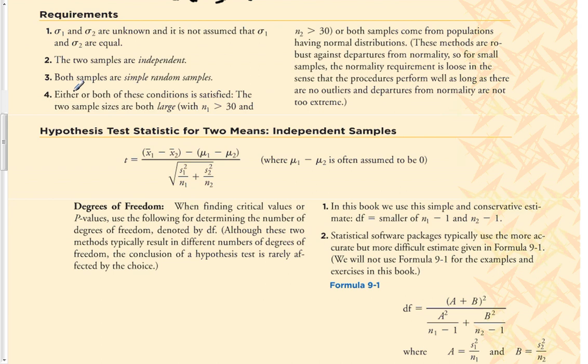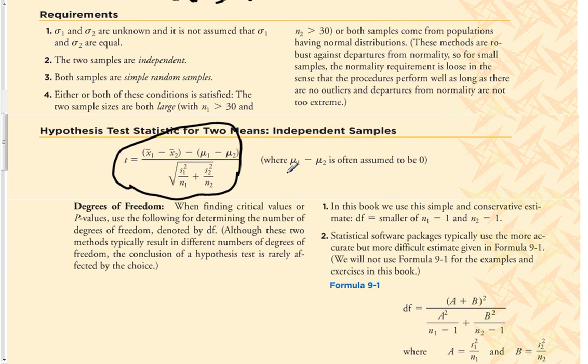Or the other one is that both samples come from populations having normal distributions. So either we have a large enough sample or it's normally distributed. Those are just the criteria that we use for T. We're just now applying them to both populations instead of a single population. So this is going to be a T test statistic, and here it is. This is our test statistic T.